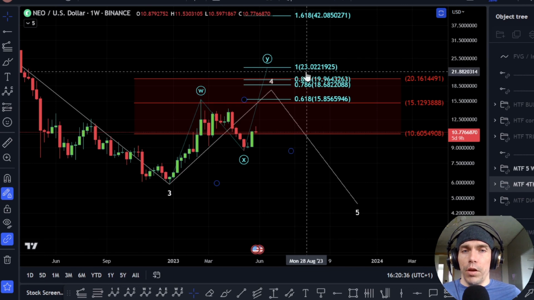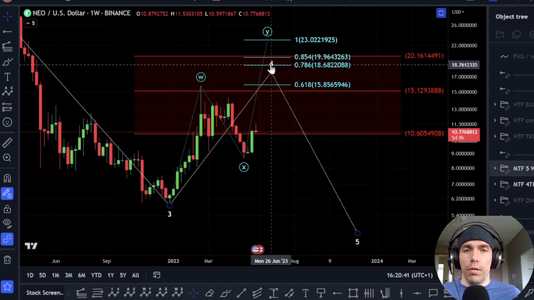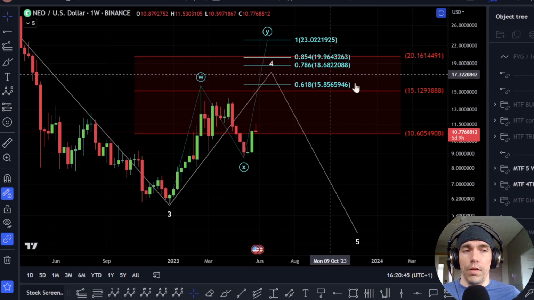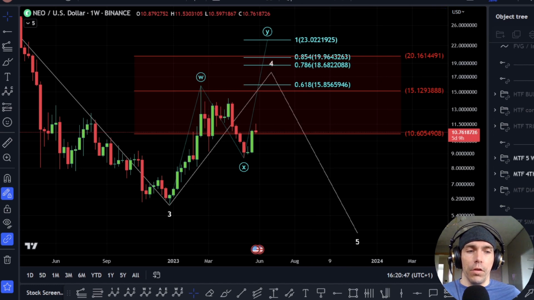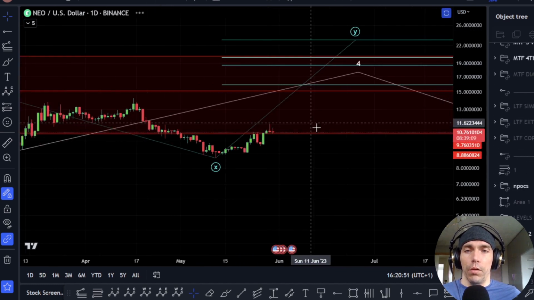Now, 1-to-1 would actually look to bring us up towards this 2302. However, we can see here that the 854 would actually bring us into this 50% line, and so would this 786. So this could be quite an interesting area if we do actually look to move up into this zone.